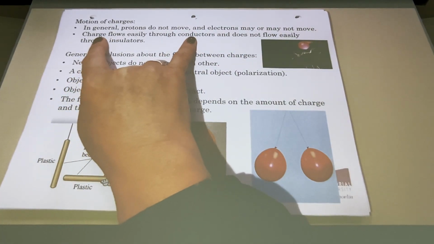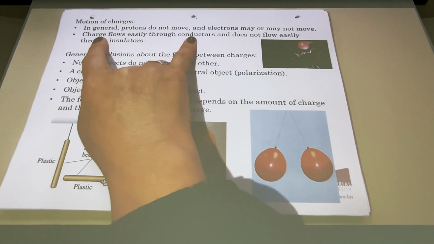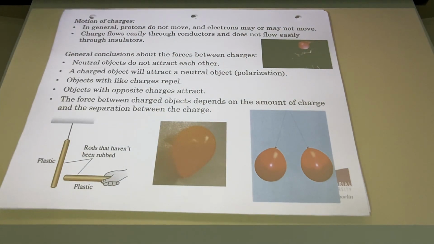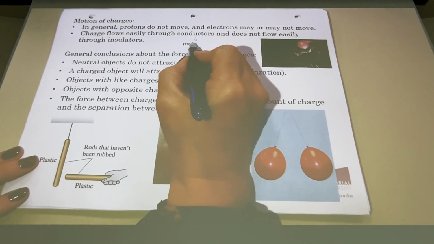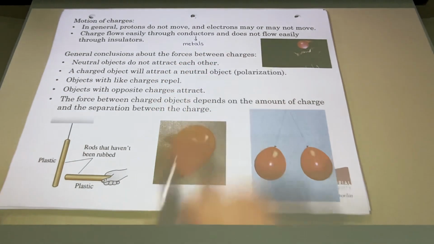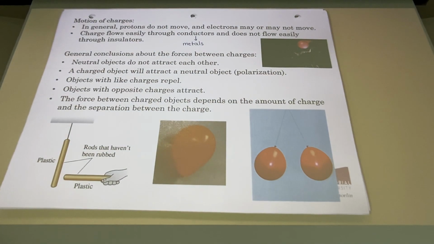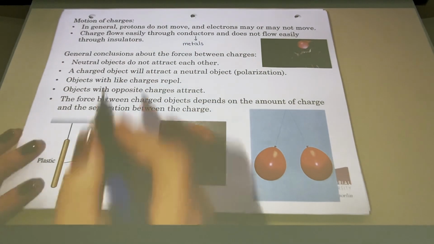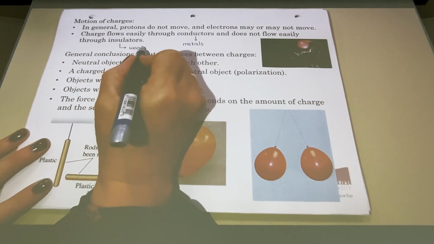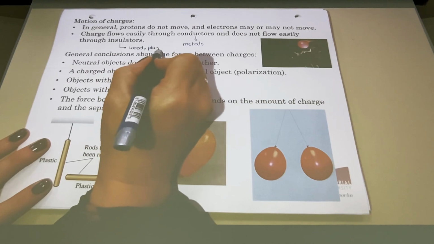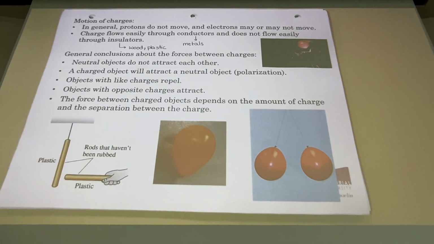Charge flows easily through materials called conductors, and conductors would be metals, you know, copper, aluminum, and things like that. Charge doesn't flow so easily through insulators. Insulators might be like wood and plastic. And then semiconductors are something different. Depending on the nature of the semiconductor, charge flows easily or it doesn't flow easily.